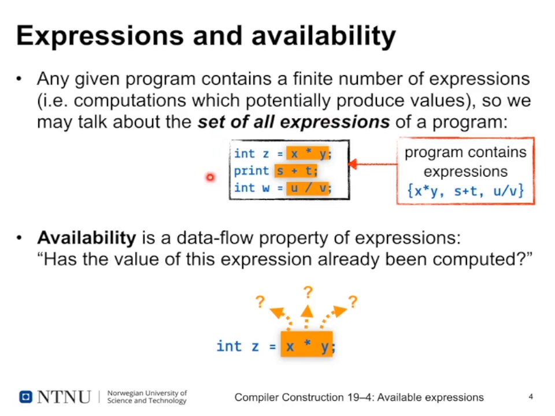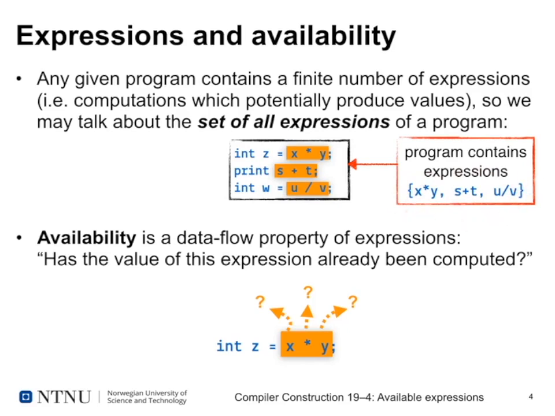For example here, we have three expressions. We have x times y, which we assign to z. We have another one, s plus t, which we don't assign to a variable because we just print it out, but we may have the intermediate result stored in a register or memory location. And then we have a third expression in our little example program here, u divided by v, which we store in w. So our program contains three different expressions, x times y, s plus t, and u divided by v, which is the set of all expressions of our program.